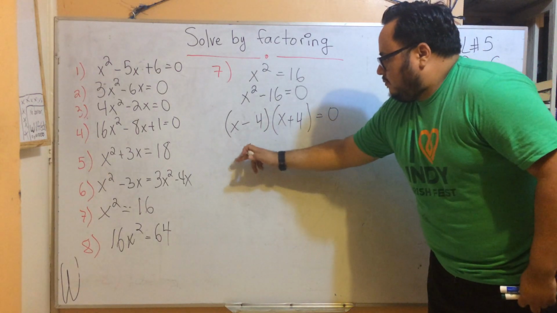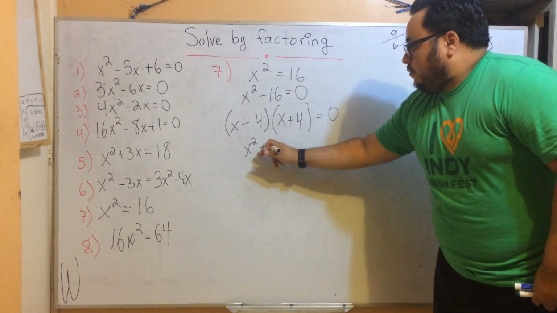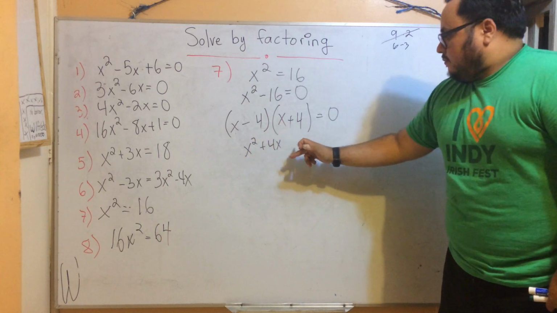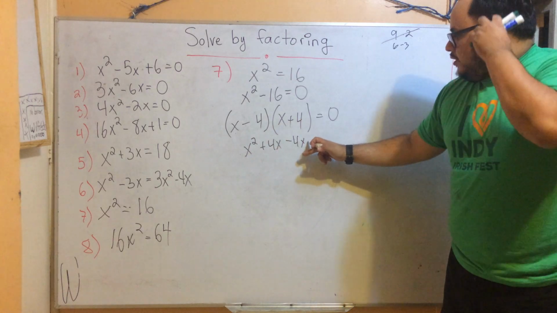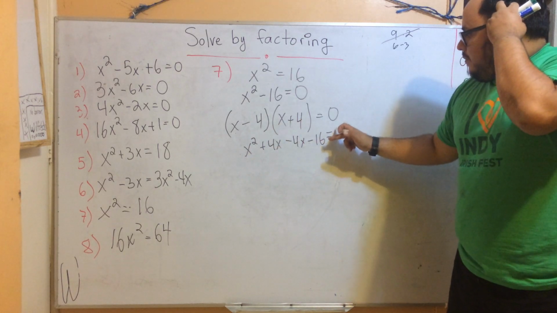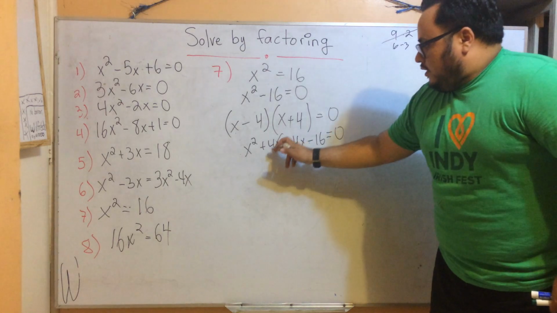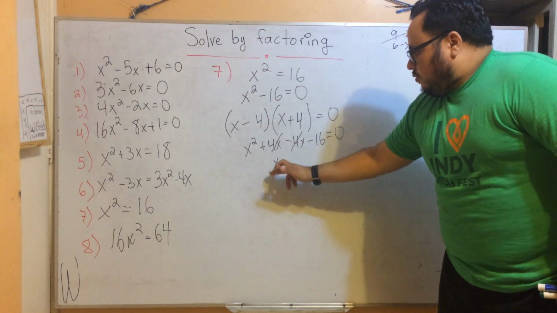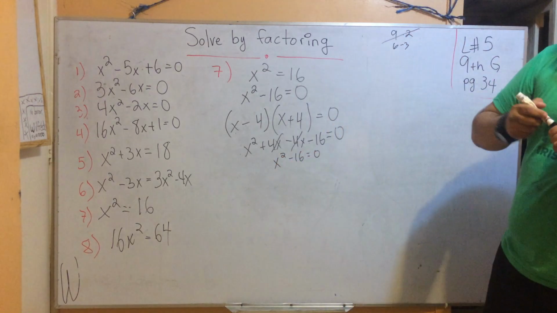x times x, x squared. x times plus 4, plus 4x. Minus 4 times x, minus 4x. And minus 4 times plus 4, minus 16. Okay? So, this one cancels with this one. 4 minus 4, 0, right? So we have that x squared minus 16 equals to 0.